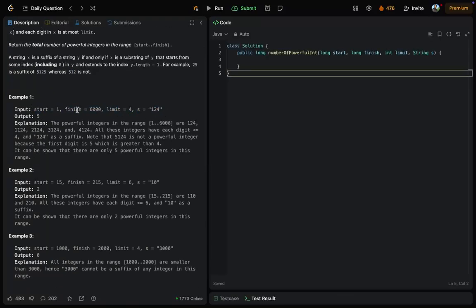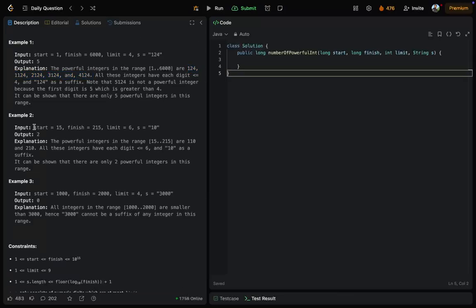We are given these values: start, finish and limit. We need to figure out the numbers that are powerful between start and finish, and that end with 124. So we can create 124 with every digit no more than 4. We can create 1124, which is inside the limit, 2124, 3124, 4124. If we want to create 5124, since 5 is more than our limit, we cannot create it. So there are only 5 values. So the answer is 5.